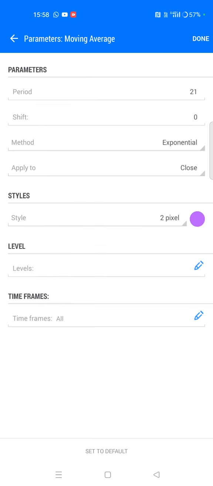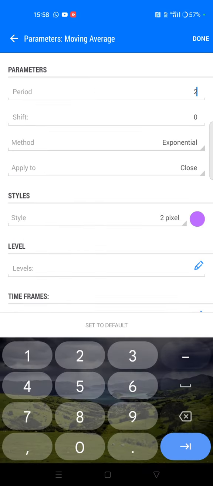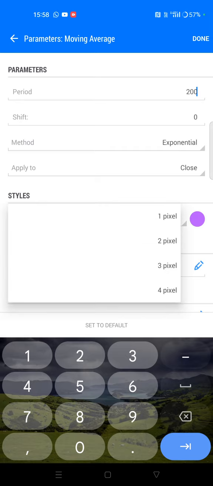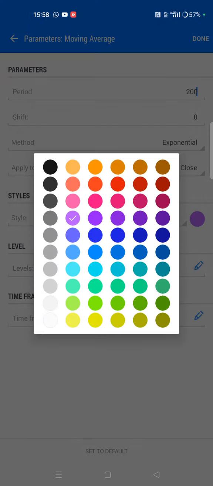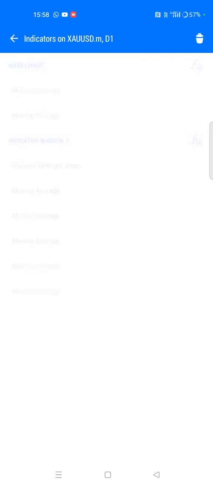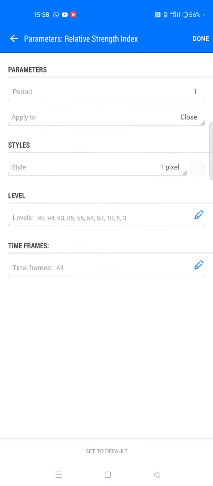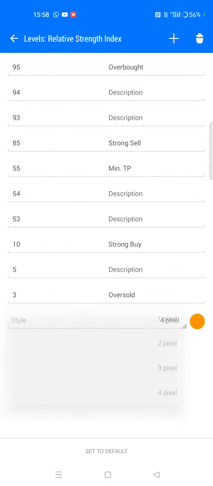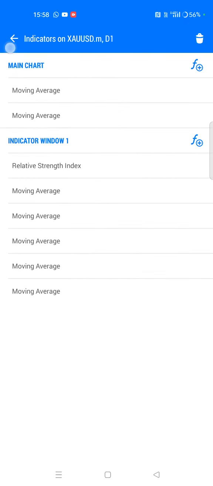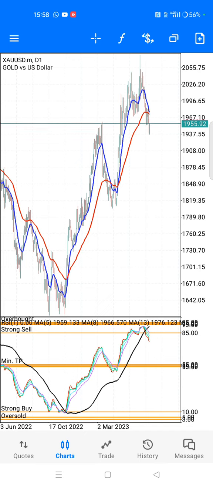Indicator window 1. This is the one I want to tell you. Period is 200, shift 0, exponential close. This one you put 4 pixels. Since my background is white, I'll use black. So click done, and that's it. This is the indicator that I'm talking about. This is the strategy that I'm talking about. For the RSI, I'm sorry, I'm gonna put 4 pixel. Okay, done. So let me explain to you how you use this strategy.